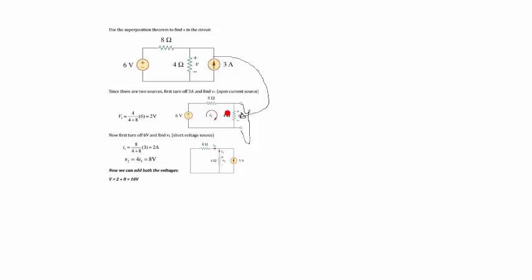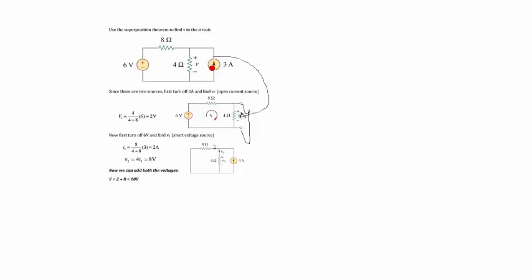So you go -6 plus 8I1 plus 4I1, and then you find the value for I1, whatever value you have for I1. Let's say in our case it is 0.5. 0.5 times 4 ohms will give you 2 volts. Okay, so that is from only one source.